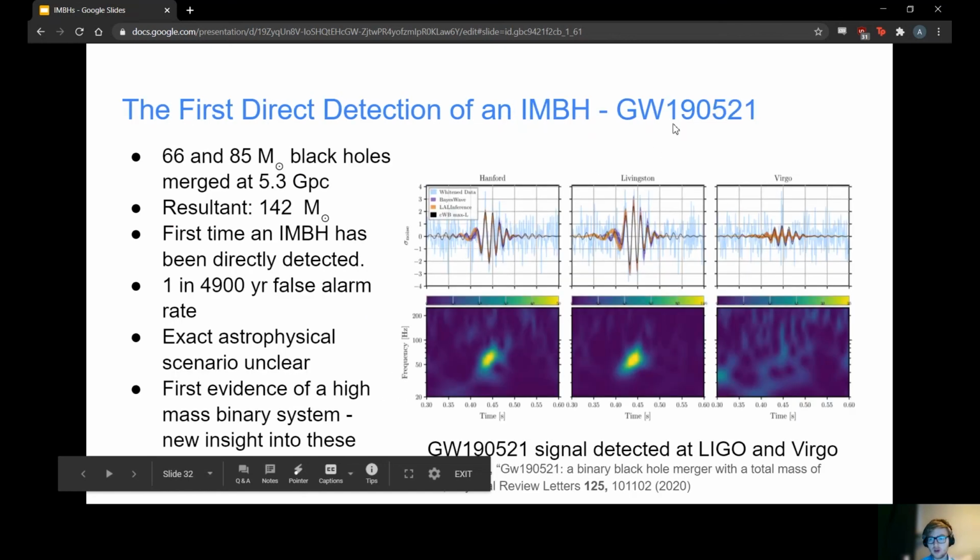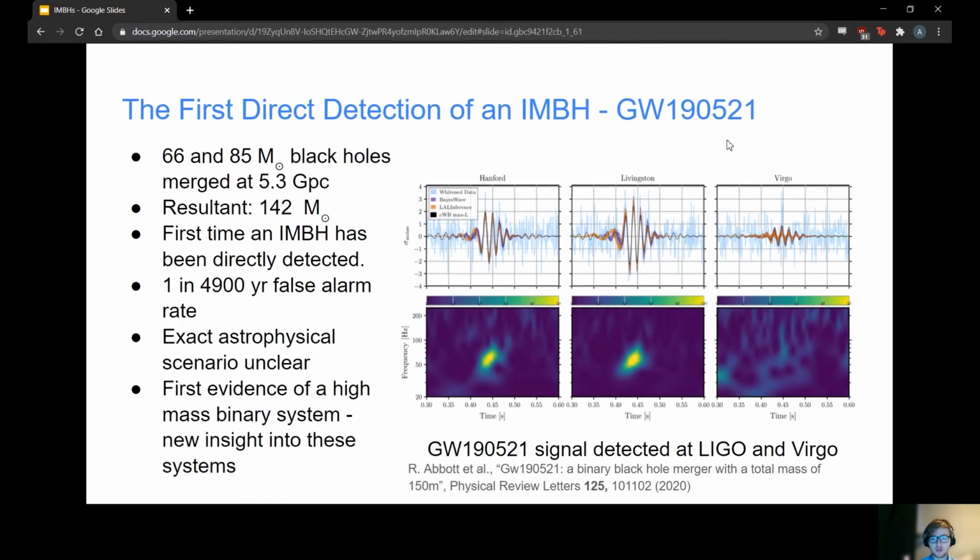This did in fact occur in 2019 with GW190521. The signal name is just the gravitational waves and then the year, month, and day of the signal detection. It was a merger between a 66 and 85 solar mass black hole at 5.3 gigaparsecs. This larger 85 solar mass black hole lies within a mass gap created by pair instability supernovae between 65 and 135 solar masses, with the 66 having too large an error to conclusively say the same. The resultant was 142 solar masses, with the rest being radiated as the gravitational waves we detected.